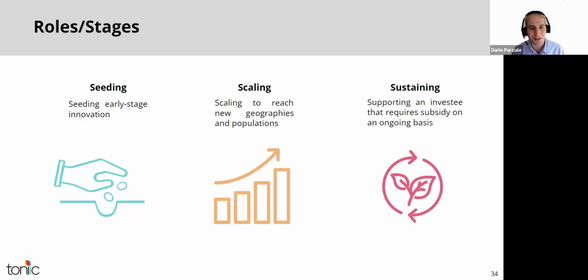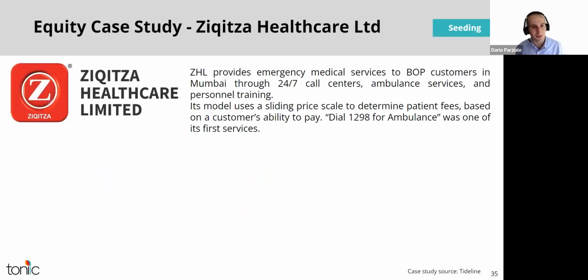Let's explore some of these concepts through case studies so we can really bring them to life. Let's start with an equity case study: Ziqitza Healthcare Limited. The company provides emergency medical services to bottom of the economic pyramid consumers in Mumbai through 24/7 call centers, ambulance services, and personnel training. One of the key innovations of Ziqitza is a sliding price scale to determine patient fees based on the customer's ability to pay.